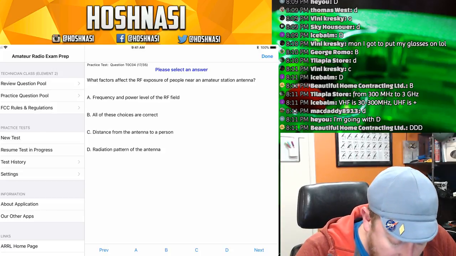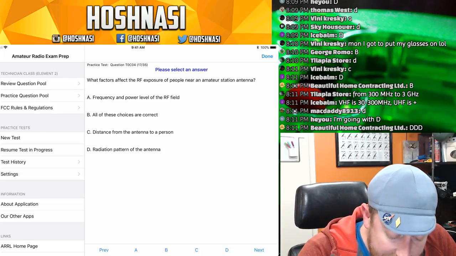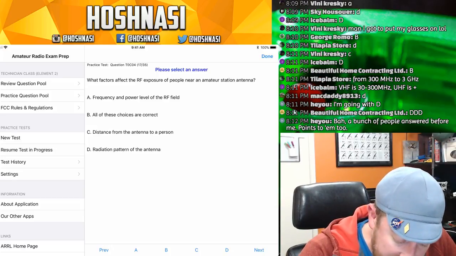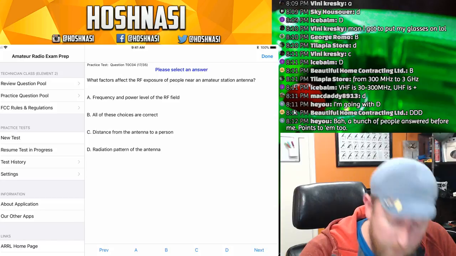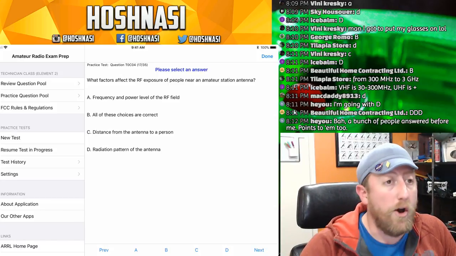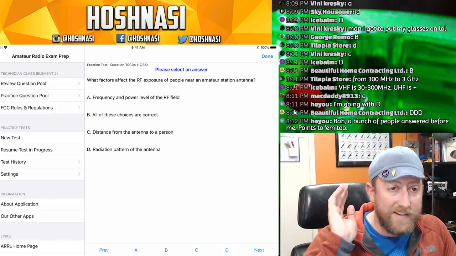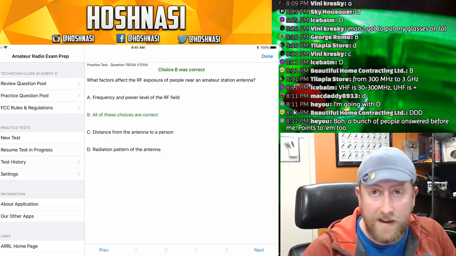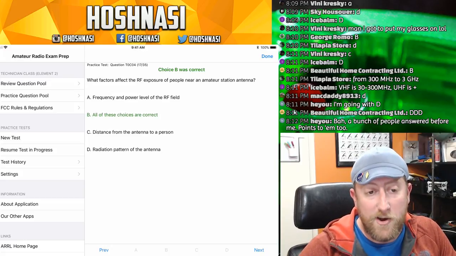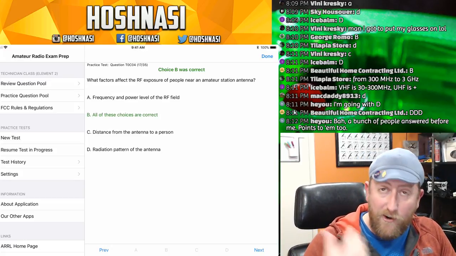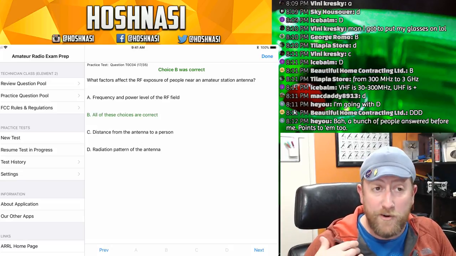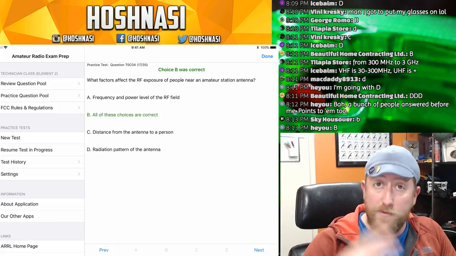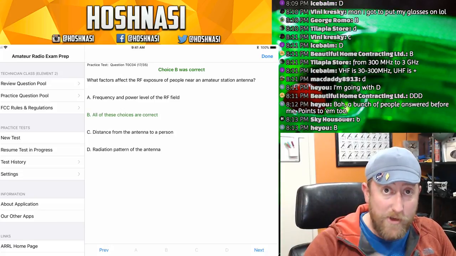What factors affect the RF exposure of people near an antenna station antenna? Frequency and power level of the RF field, distance from the antenna to the person, radiation pattern of the antenna. All of those are correct. I will jump out and scream from the hilltops that it is A, all of these are correct. And this is one of the few cases where the all of the above is the right answer. I've shown multiple instances where they try and trick you and they will put all of the above and it's not all of the above. Okay, so keep that in mind.